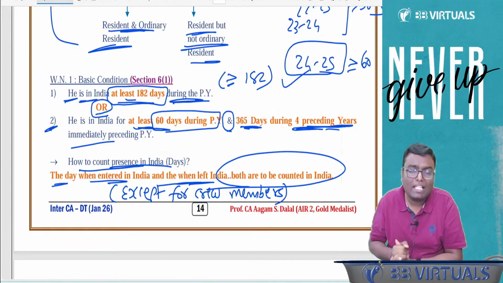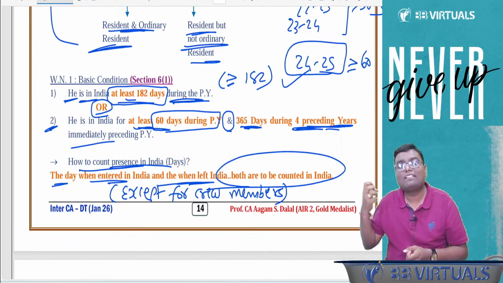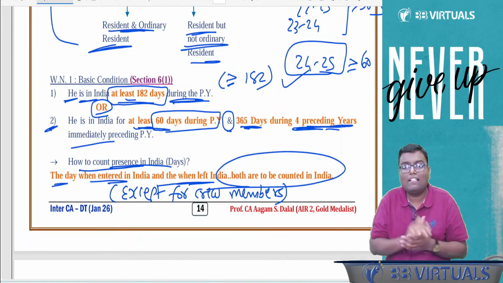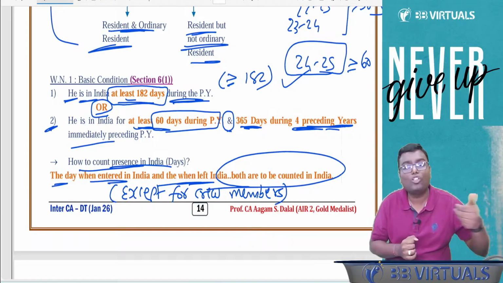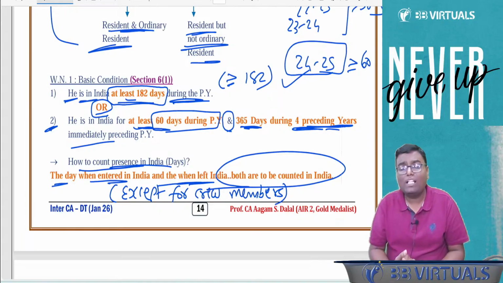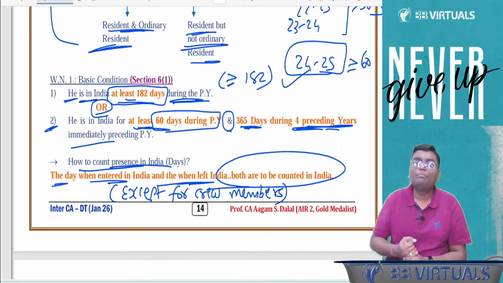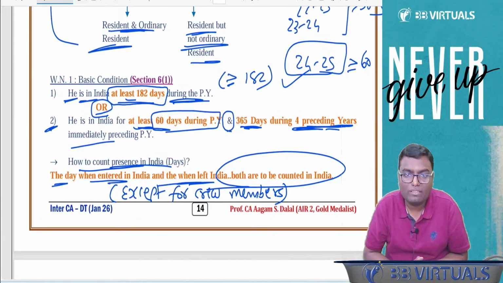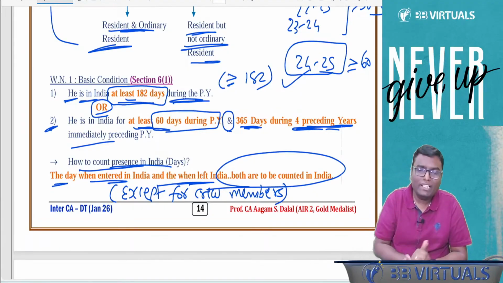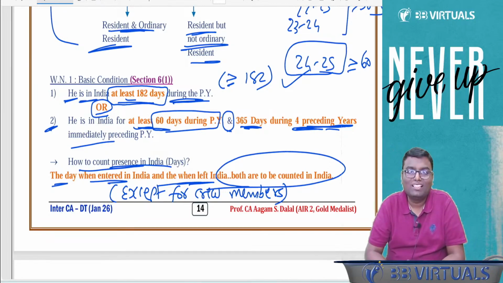If you are resident of India, I will tell you two additional conditions. If you satisfy both, you will become resident and ordinary resident. If you don't satisfy, you will become resident but not ordinary resident. What is the first basic condition? Assessee should be in India for at least 182 days during the previous year. Or he should be in India for at least 60 days during the previous year plus 365 days in preceding 4 previous years. The day when he entered India, the day when he left India, both are to be counted in India. This was residential status up to now.